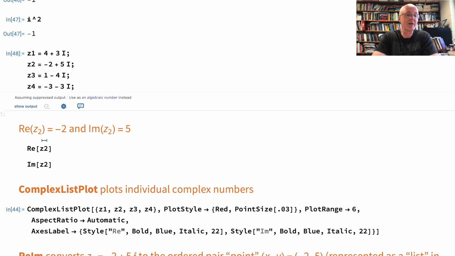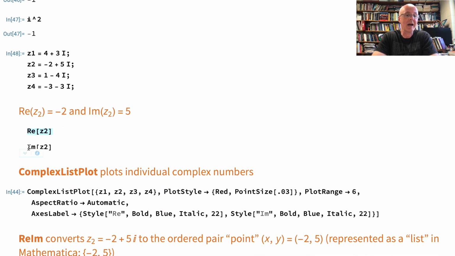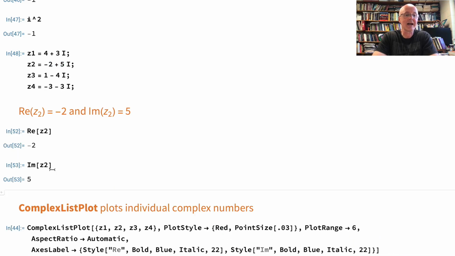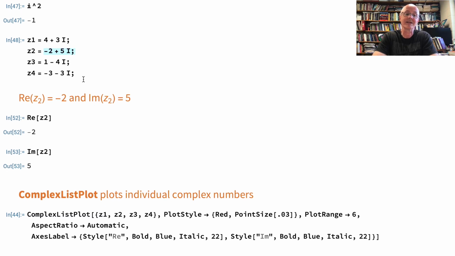Mathematica has built-in functions called Re and Im that can, for example, find the real and imaginary parts of z2. z2 is negative 2 plus 5i. If I enter this, I get negative 2. If I enter this, I get positive 5. Yes, confirming that the real part of z2 is negative 2. The imaginary part is 5.